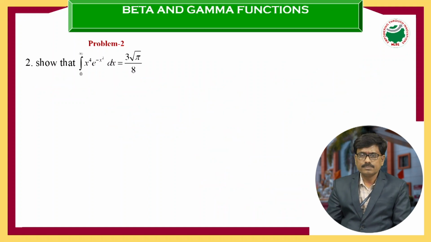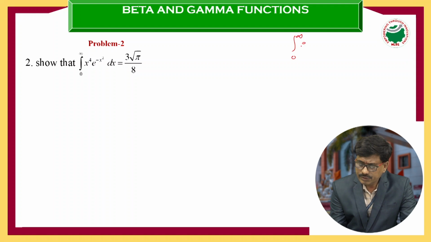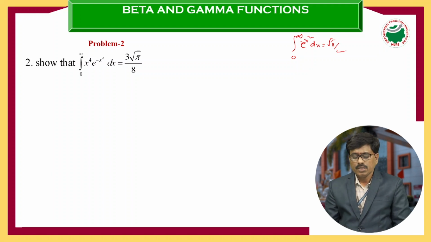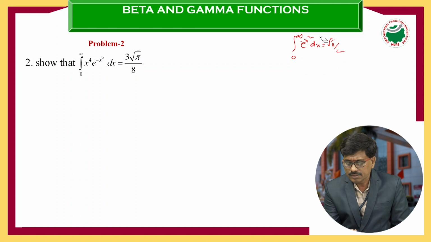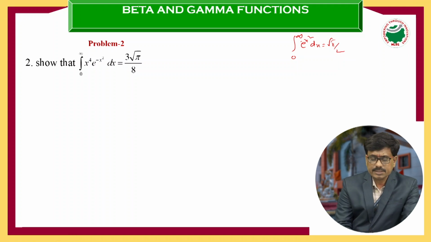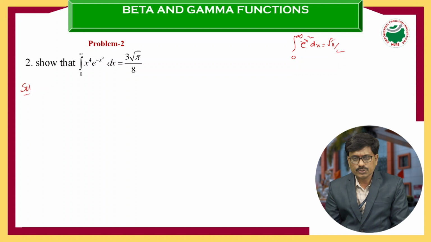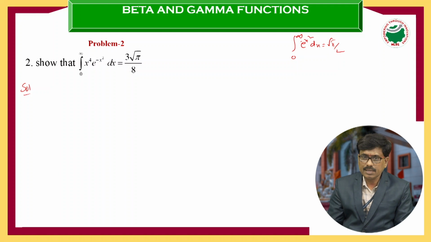Let's go with one more problem. In the previous module also I explained how to evaluate gamma functions. Look at the example problem here. Previously I discussed the integral 0 to infinity e power minus x square into dx equal to root pi by 2. Using this gamma definition, I am going to apply it to show this function. Show that integral 0 to infinity x power 4 e power minus x square into dx equal to root 3 pi by 8.